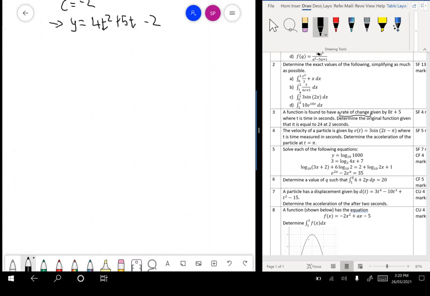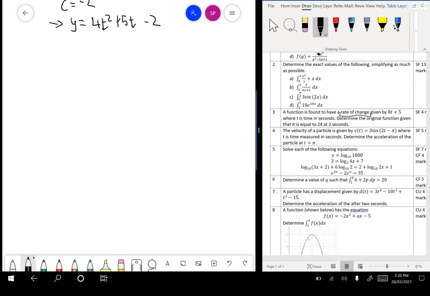As soon as you understand what that language means, these ones are just easy. As soon as you see gradient function, as soon as you see rate of change, if it says the gradient function is this, that's the derivative. The rate of change is this, that's the derivative. If it says find the rate of change or find the gradient function, obviously the opposite, you have to differentiate it to find that value.